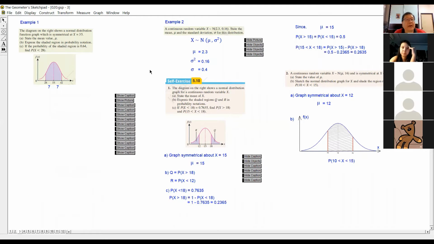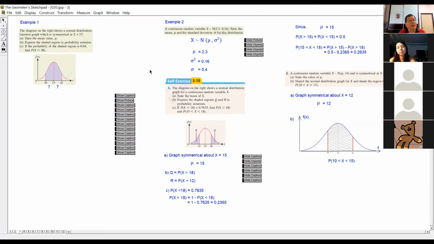Okay, teacher. The diagram on the right shows a normal distribution function graph which is symmetrical at x equal to 35. State the mean value. Express the shaded region in probability notation. If the probability of the shaded region is 0.64, find P(X smaller than 28).